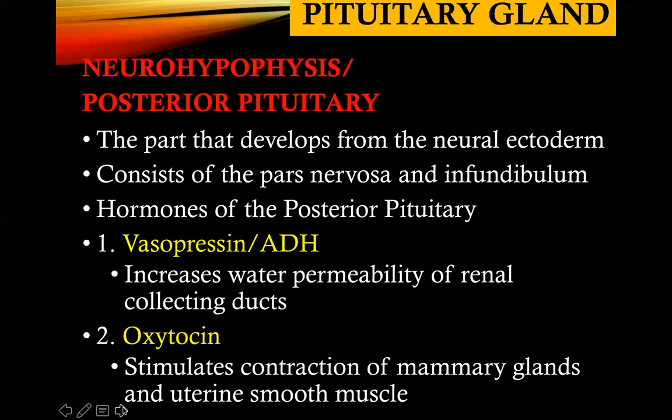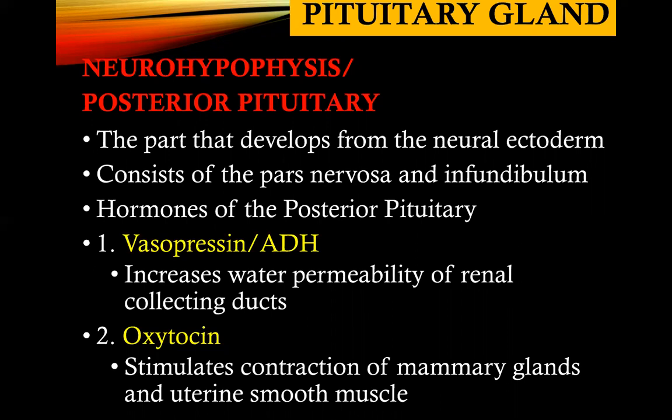Okay, let's go now to the posterior pituitary gland, or the neurohypophysis. This part of the pituitary gland develops from the neural ectoderm. That's the germ layer of origin, neural ectoderm. It consists of the pars nervosa and the infundibulum. Hormones in the posterior pituitary, take note, are not produced in the posterior pituitary gland.